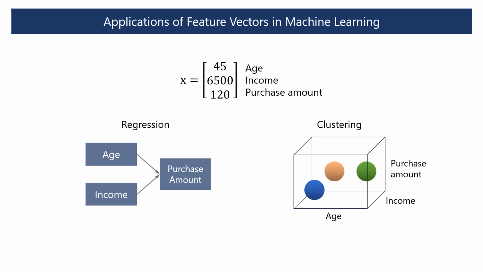The second is clustering. In unsupervised learning, feature vectors can be grouped into clusters based on similarity. For instance, customer data represented as feature vectors can be clustered to identify different customer segments.